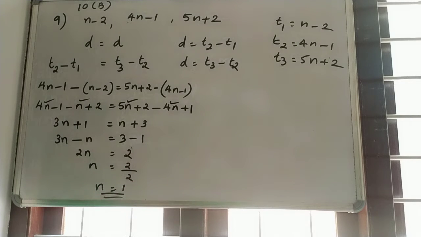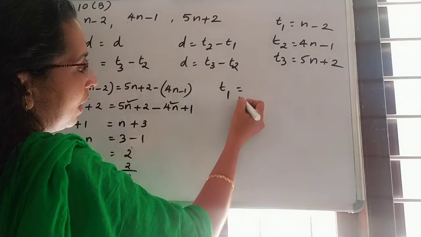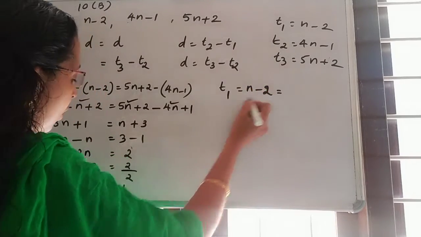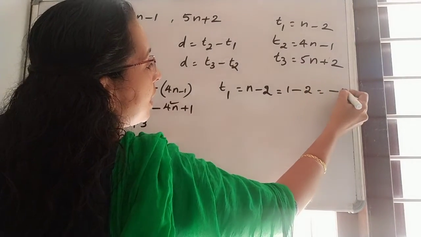We want to find the value of n. Not only the value of n, we want to find the next two terms of this AP. So which are the terms here? First we can find out T1. T1 is n minus 2. So n we got as 1, so it will be 1 minus 2, which is equal to negative 1.